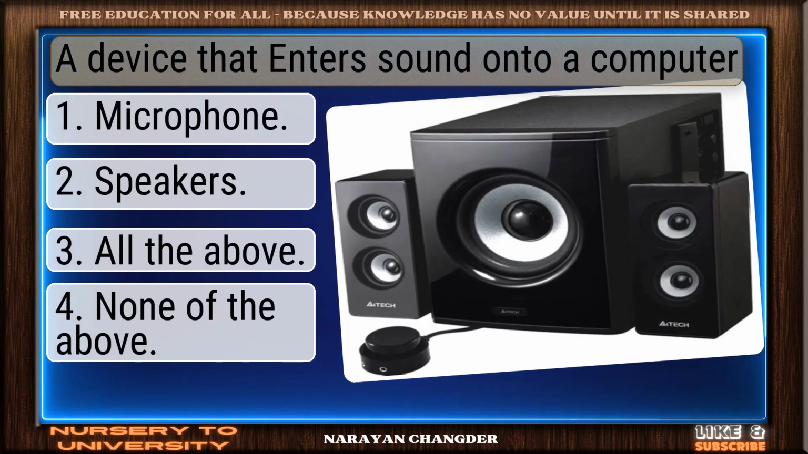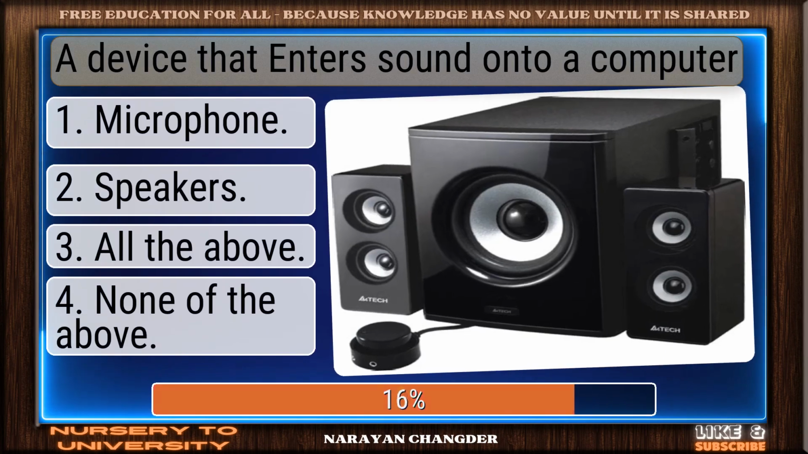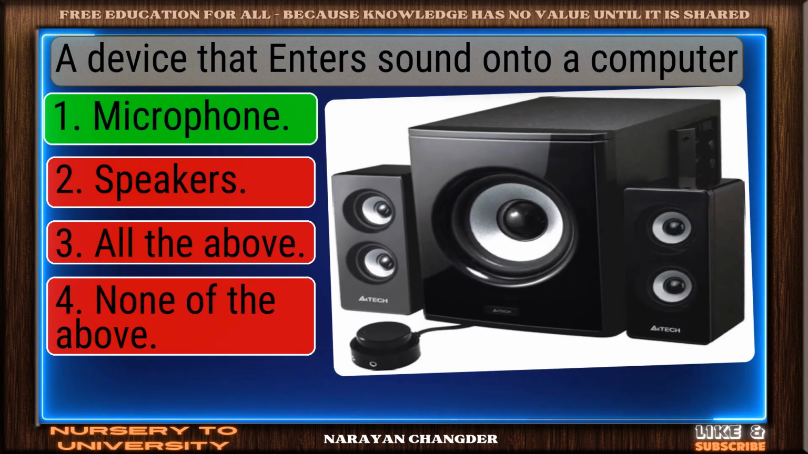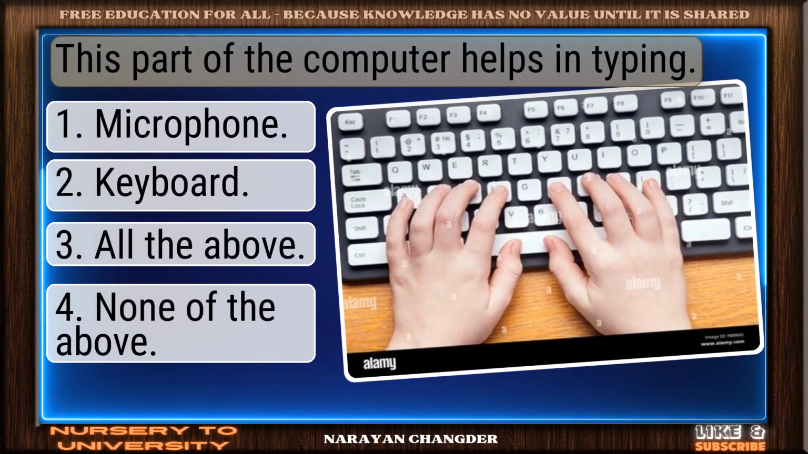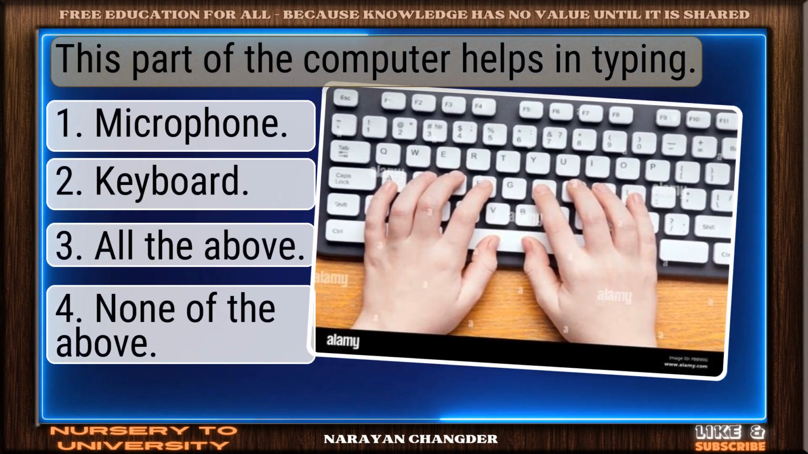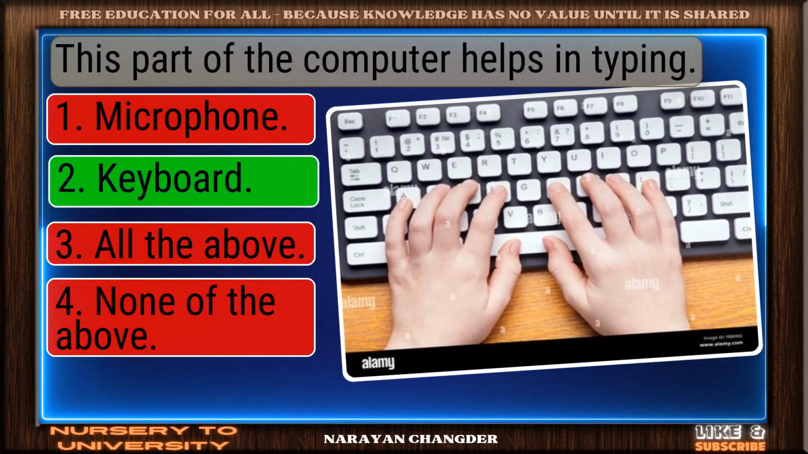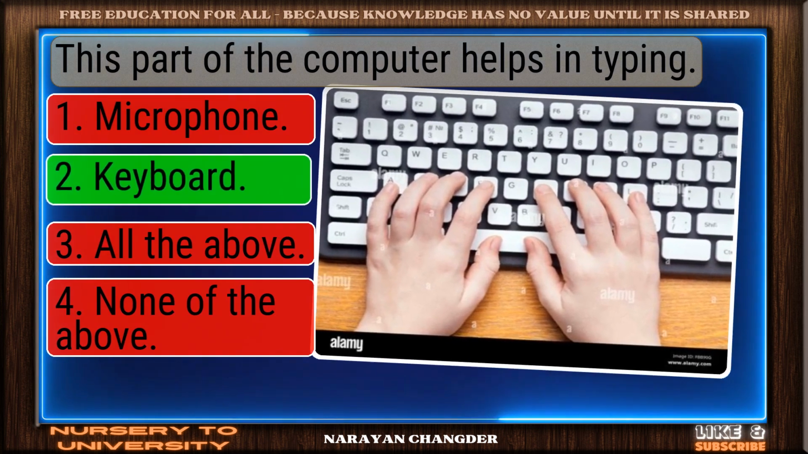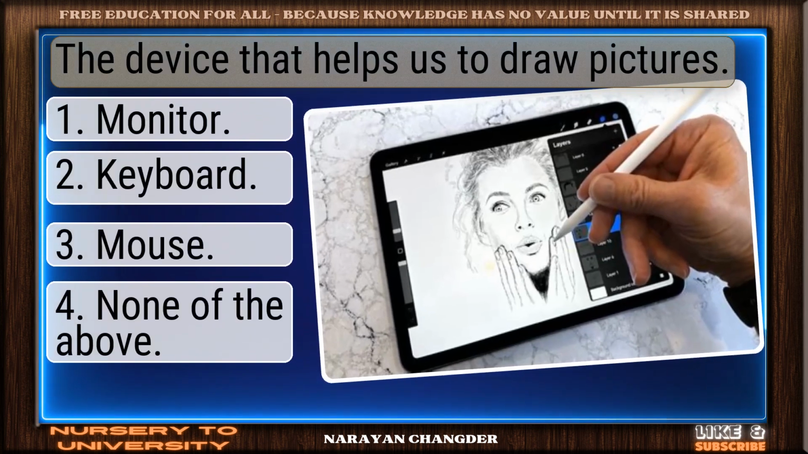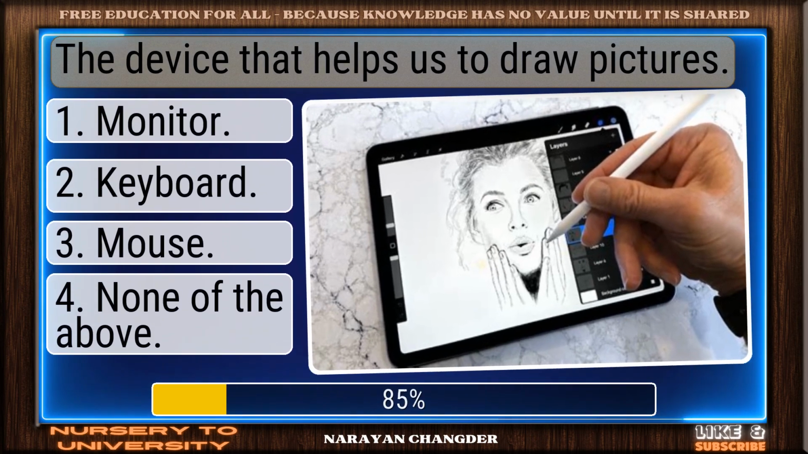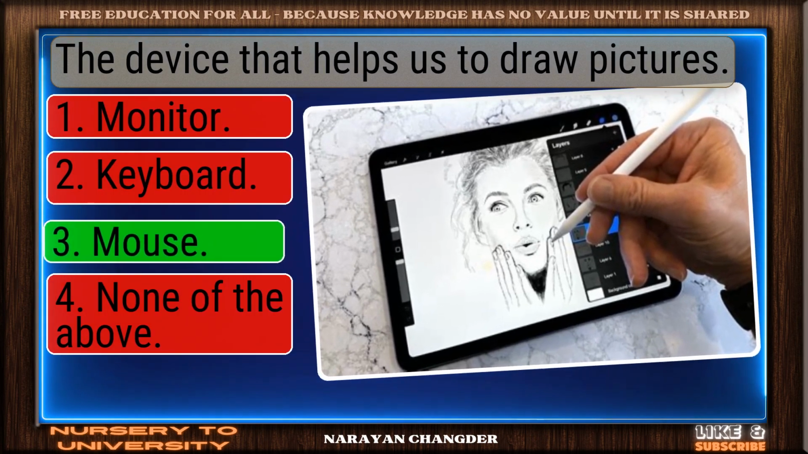A device that enters sound onto a computer. On track. Microphone is correct. This part of the computer helps in typing. Sharp thinking. Keyboard is right. The device that helps us to draw pictures. Correct. Mouse is spot on.